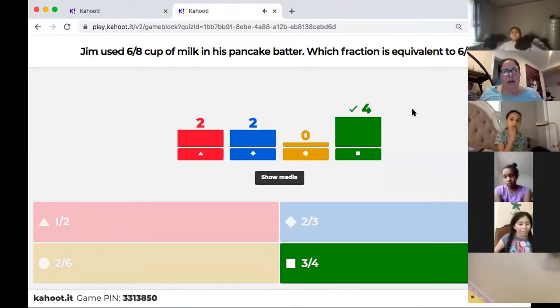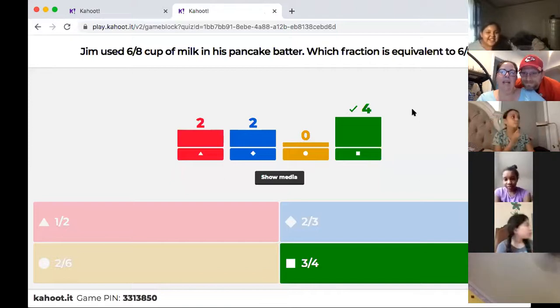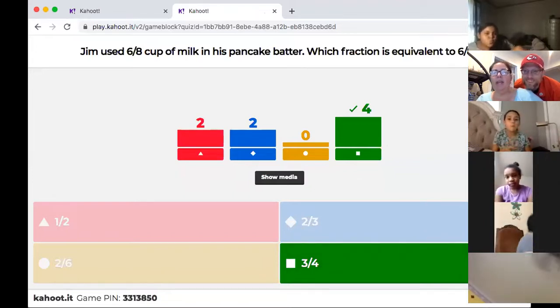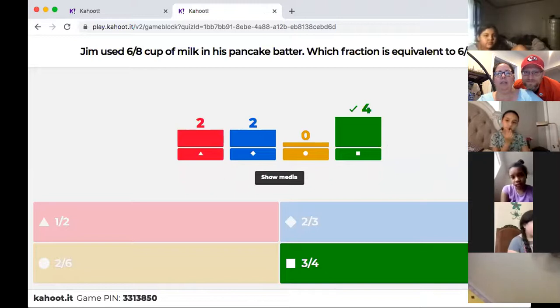Good. Yes. So you divide 6 by 2, and 8 divided by 2, to get 3/4. 6 divided by 2 is 3. 8 divided by 2 is 4. So 3/4 is the equivalent fraction.